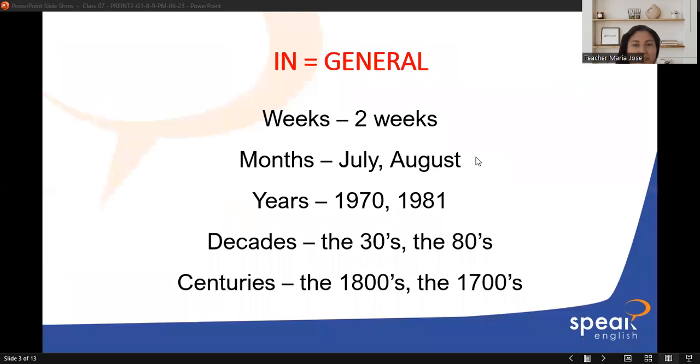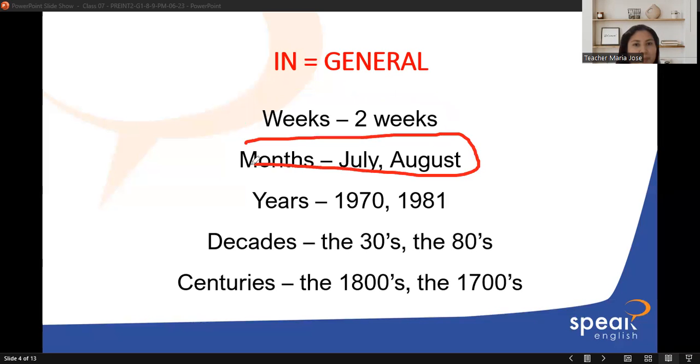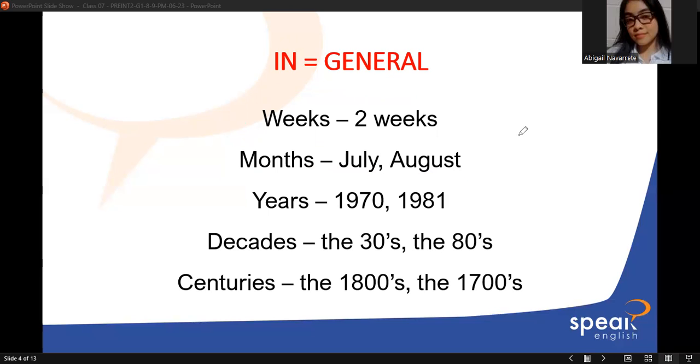Let's continue. Okay, so in this part, we will focus on some time expressions, okay? For example, I have the word in. The word in, I'm going to use it for general situations. General. Okay, can you read the example number one, Alex? Weeks, 2 weeks. Okay, example number two, Abigail. Months, in July and August. Okay, number three, Francisco.